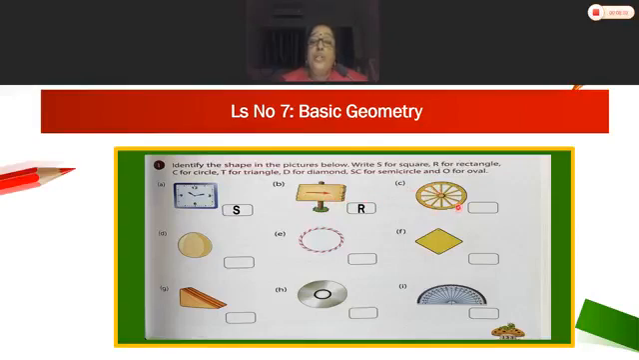C. Now what you can see? It is a circle. It has no sides or no corners. Okay, this is a circle. So we write C. Now next, fourth one. D, it is an oval. Okay, it has 0 corners. So we write O. E. Now this is also a circle. It has no corners or sides. So we write C.